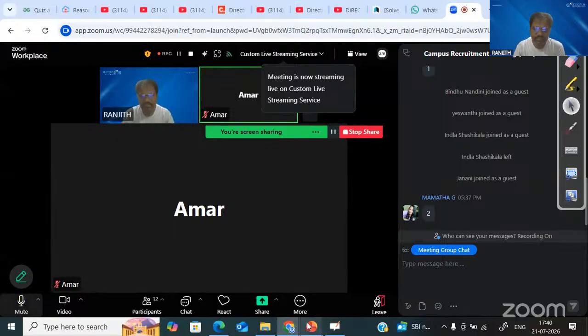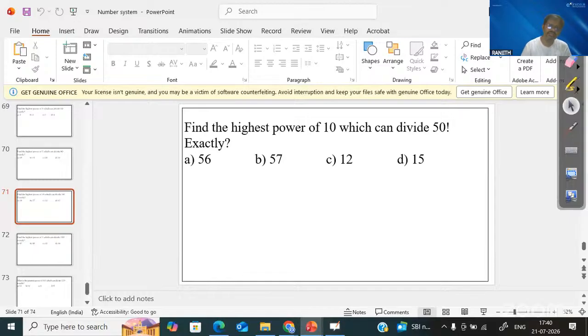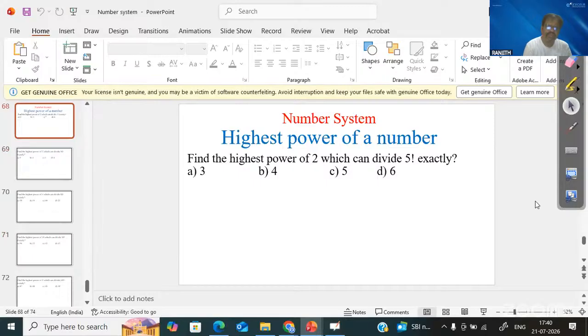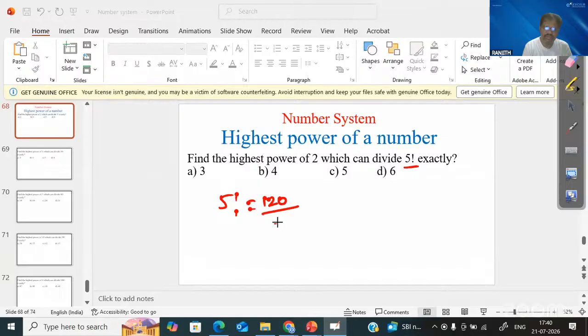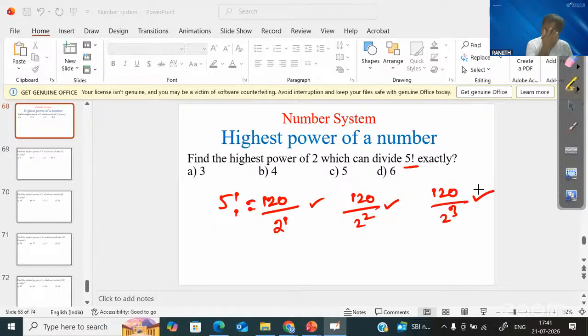Just look at here. So I will explain a basic question. Find the highest power of 2 which can divide 5 factorial. 5 factorial will be equal to 120. 120 is divided by 2 power 1. 120 divided by 2 square, it is also divided. 120 divided by 2 cube, it is also divided. So the highest power will be 2 cube.